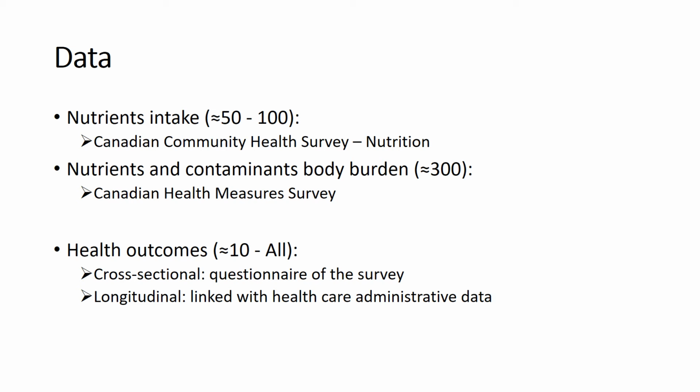For the health outcome, cross-sectionally, the survey asks the participants about health outcomes in a questionnaire, and longitudinally, these data can be linked to the healthcare administrative data. Then we will have the hospital discharge and the vital statistics, which is more robust. For the nutrient intake data, the number of participants is around 25,000. On the contaminant side, the CHMS has around 5,000 participants per cycle. If we combine all 6 cycles, the sample size is around 30,000.